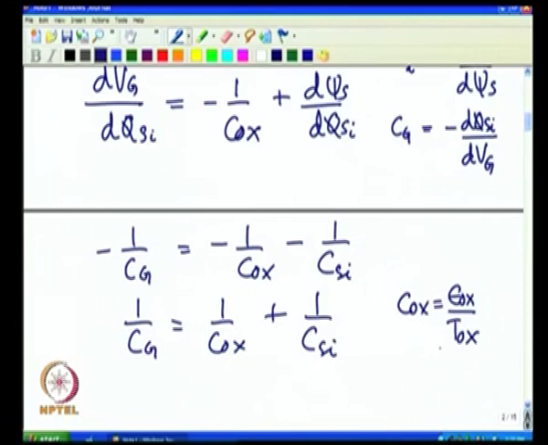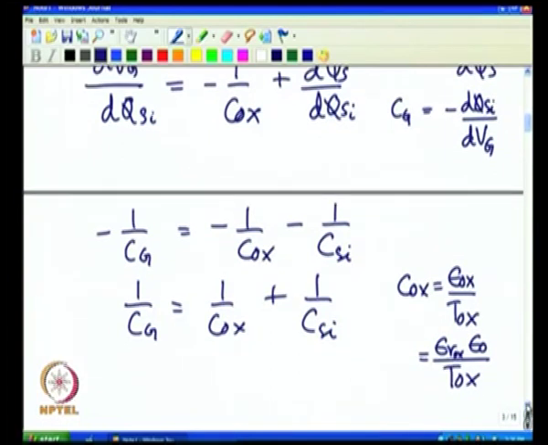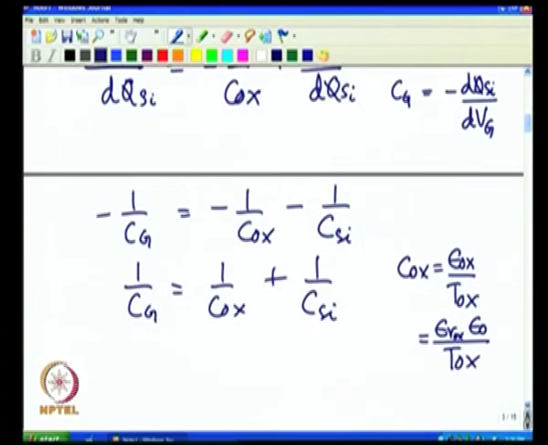Now, when I say epsilon ox, this is permittivity of the oxide. In other words, this really is epsilon r of oxide, which is relative permittivity of the oxide, times epsilon naught divided by T ox. So, what is this telling you? Epsilon naught is constant, epsilon r ox is constant, T ox once you make a device is constant, and hence oxide capacitance does not change. This is a fixed quantity.